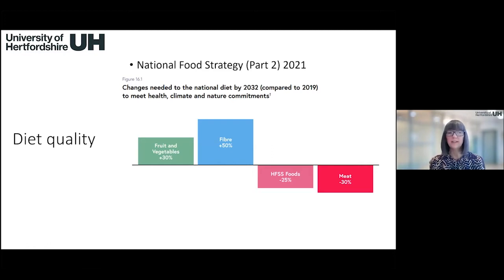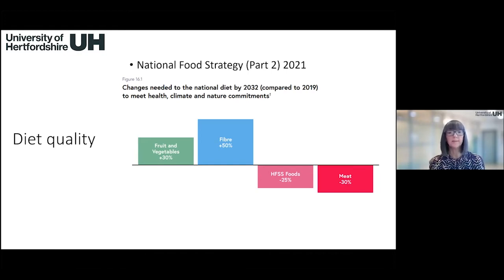We need a 50% increase in fibre consumption to bring us in line with recommendations, and a 25% reduction in foods high in fat, sugar and salt to meet the targets. We also need a 30% reduction in meat consumption to meet the 5th carbon budget target and the 30 by 30 nature commitment. That's to protect 30% of the global oceans by the year 2030. There's a lot to do.